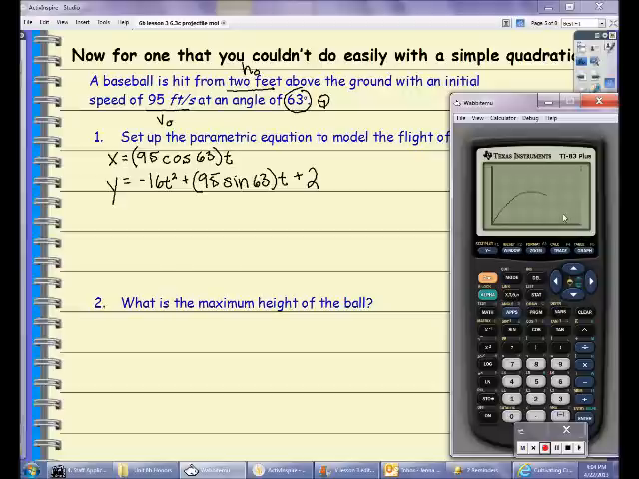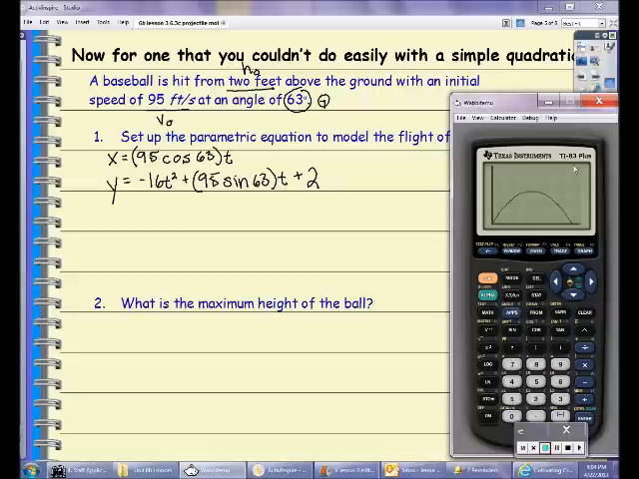And we wait for it. That seems to be working. Now the maximum height of the ball, we all know, is going to be right here. But what exactly is here? Well, when you were in algebra, you learned how to find the height of a ball using the vertex.